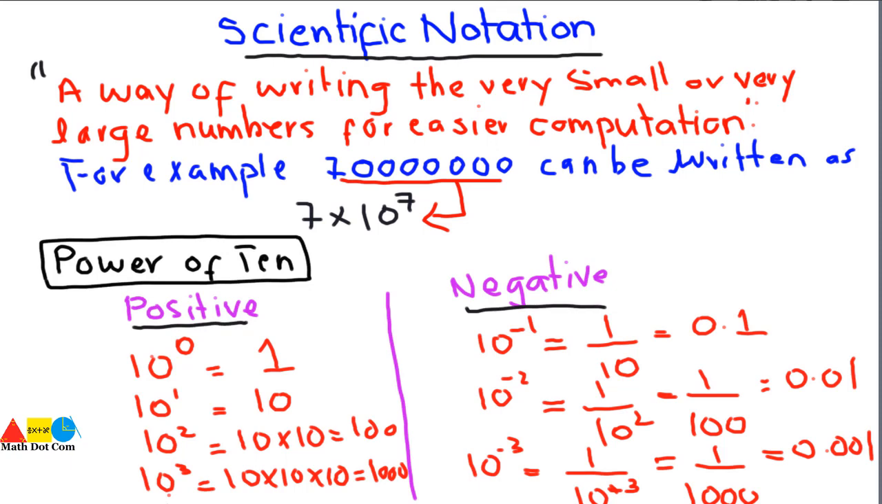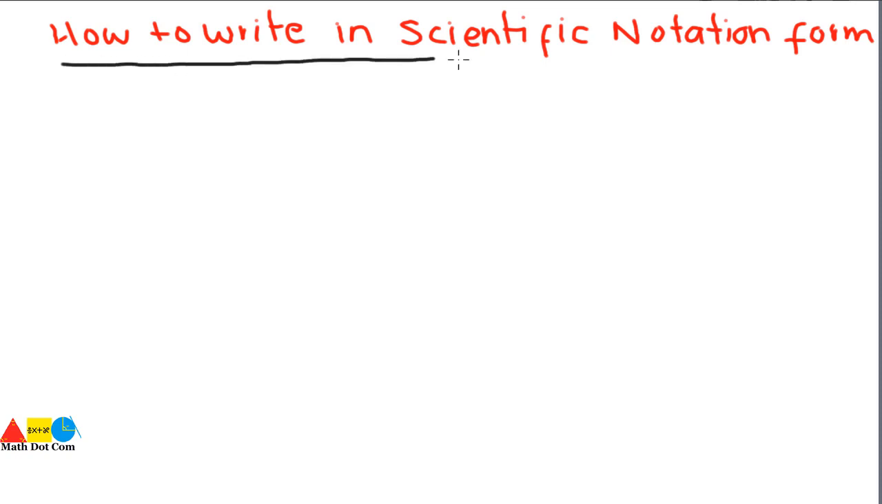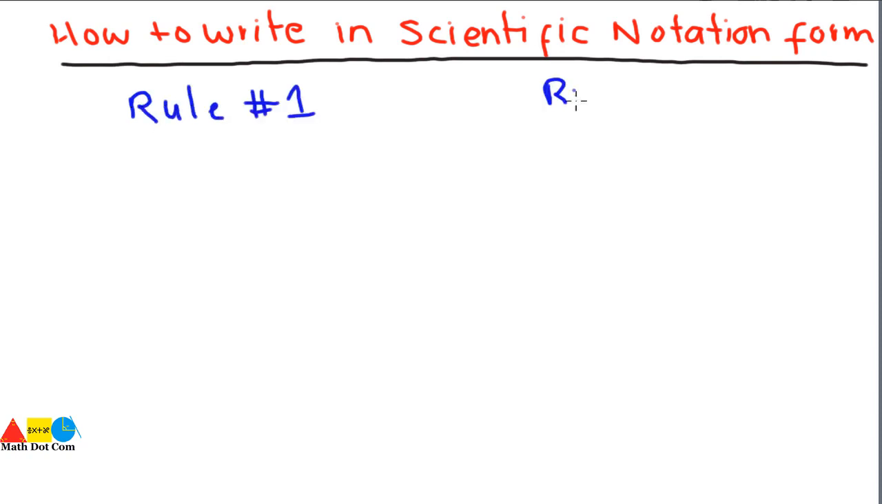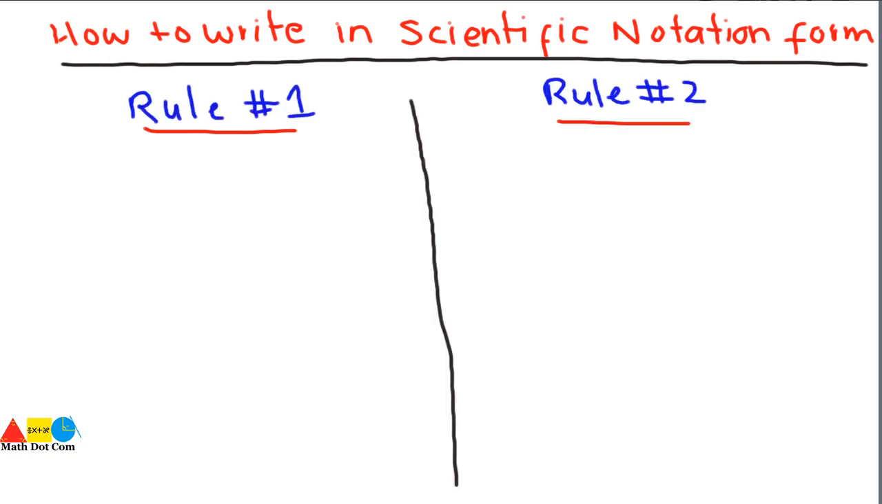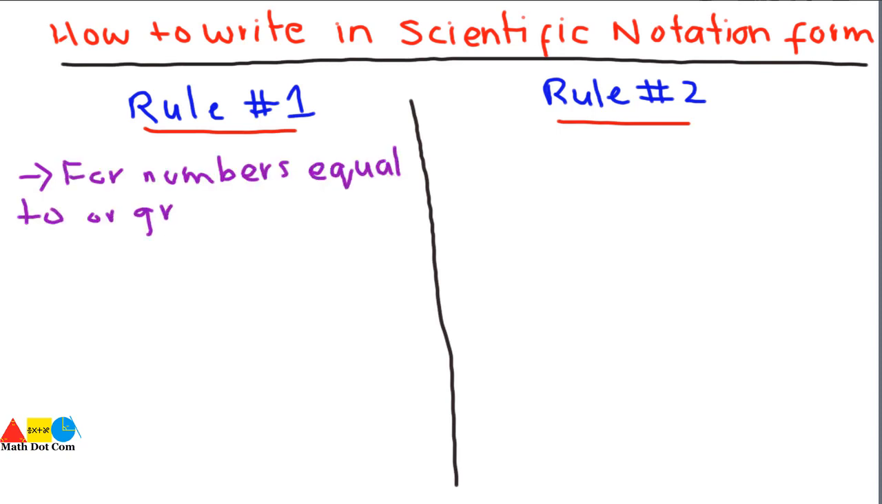Now we move towards the rules for how you can represent a number in scientific notation. There are two rules that you have to keep in your mind in order to easily convert the large or the small numbers into scientific notation. We will write them side by side, as rule number 1 will be here and rule number 2 will be here. According to rule number 1, for numbers equal to or greater than 10, it means the larger numbers.